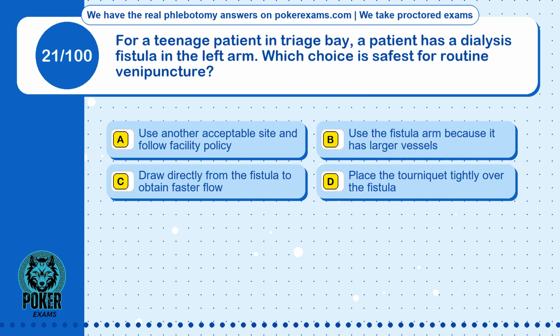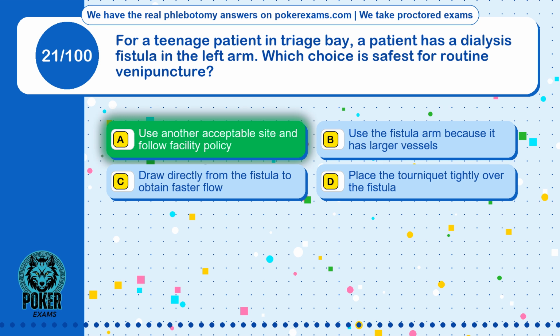Question 21. For a teenage patient in triage bay, a patient has a dialysis fistula in the left arm. Which choice is safest for routine venipuncture? Option A. Use another acceptable site and follow facility policy. Option B. Use the fistula arm because it has larger vessels. Option C. Draw directly from the fistula to obtain faster flow. Option D. Place the tourniquet tightly over the fistula. The correct answer is option A.